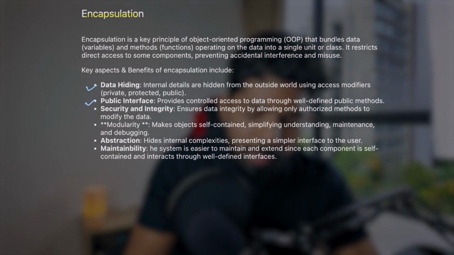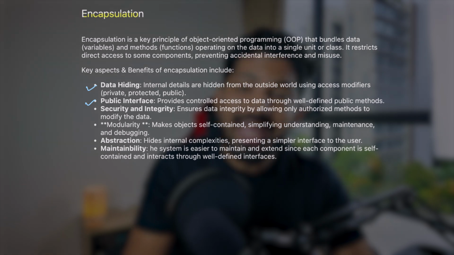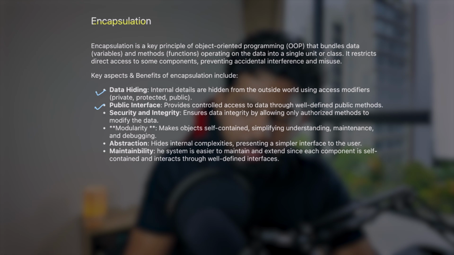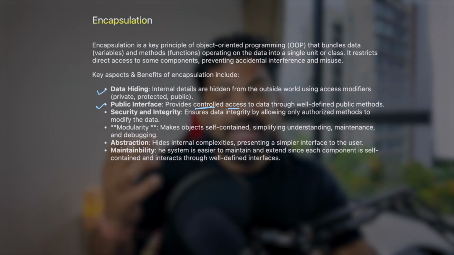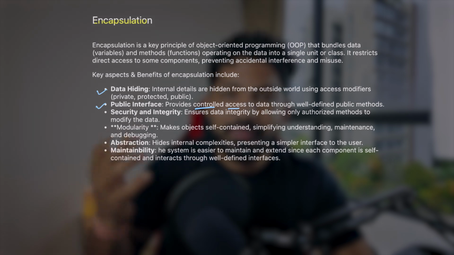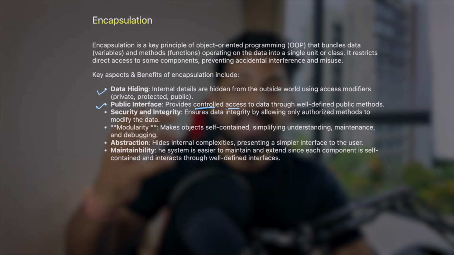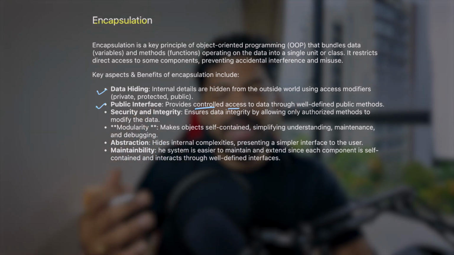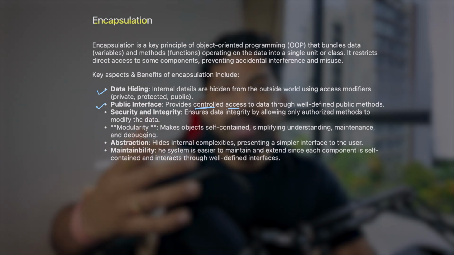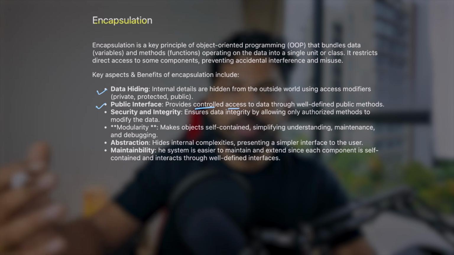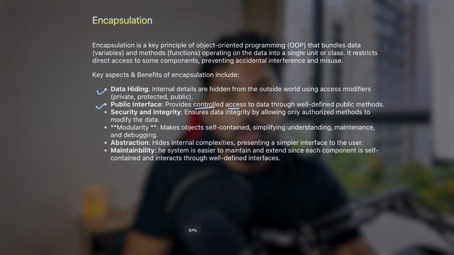The next is the public interface. With the help of encapsulation, we can provide controlled access to data through well-defined public methods. We will understand that also. For now, just understand that with the help of encapsulation, we can hide our important data and prevent misuse, or accidental interference, right? Second, we can provide a public interface through which we provide only the authorized data to the outside world, right?